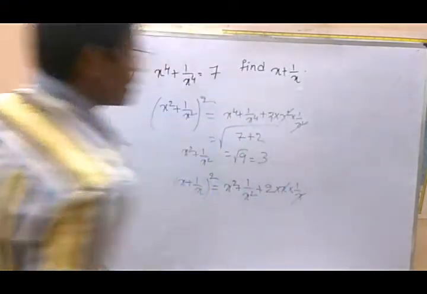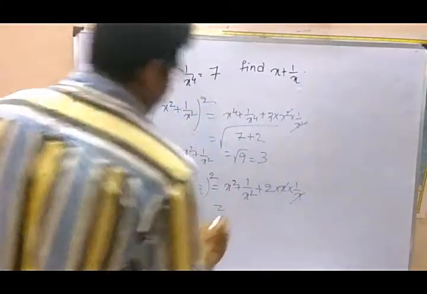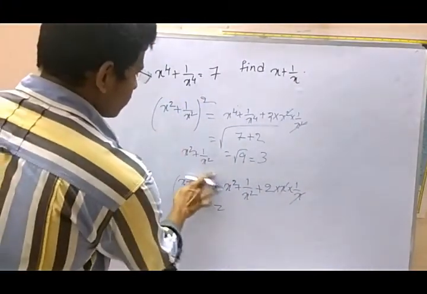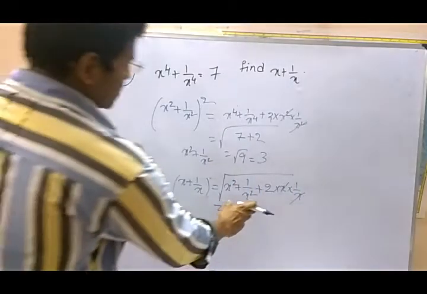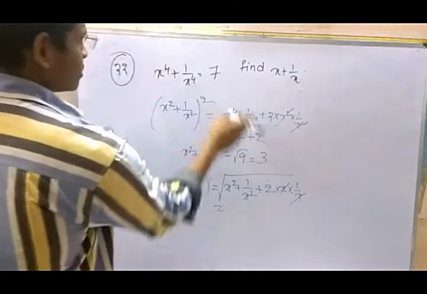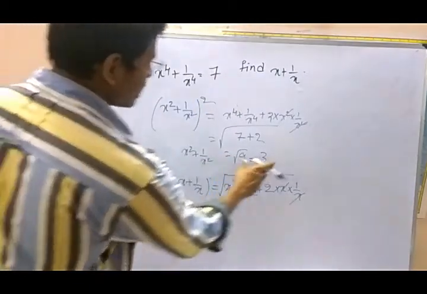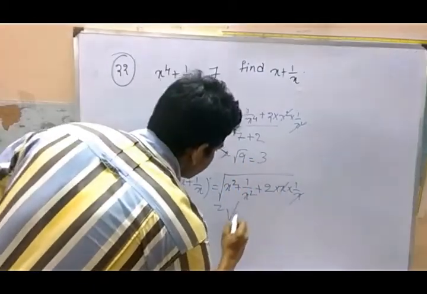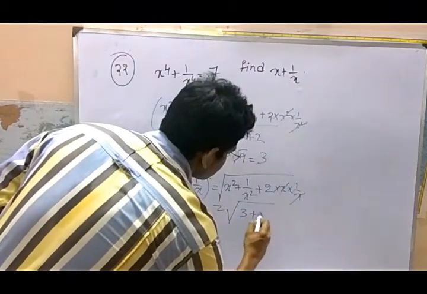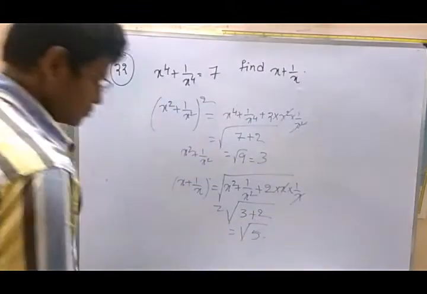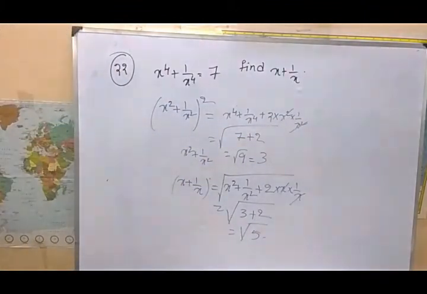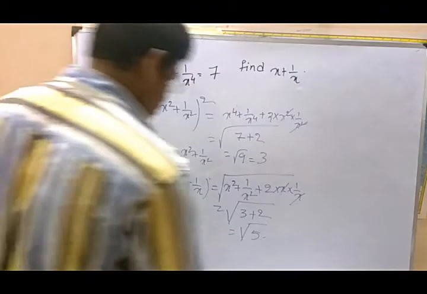This x and x get cancelled. So this square will go this side and become a root. So x square plus 1 by x square is what we have. x square plus 1 by x square is 3. So keep here 3 plus 2. What is the answer? Root 5.